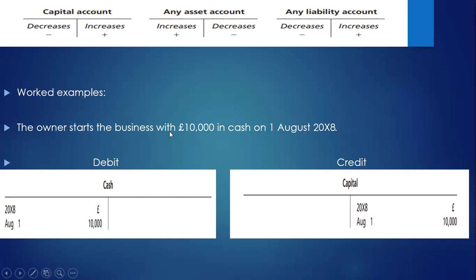In the meanwhile, this money was the business starter. That means it's capital. Capital is right here. Has capital been increased or decreased? Capital has been increased. So you put it on the credit side. For capital, increase goes right here. Increase in assets, which is cash, goes here. So both are double entry. The cash goes on the debit side, capital has gone to the credit side.